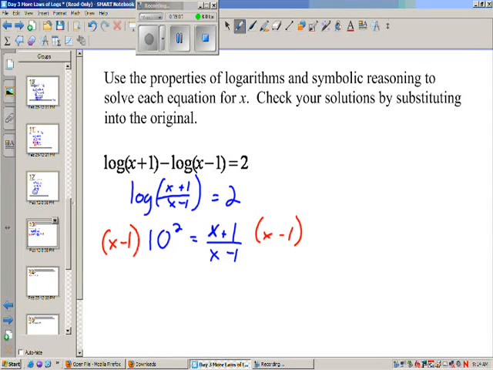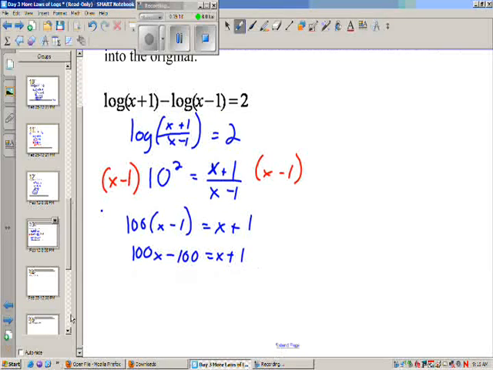x minus 1. So you would have 100 times (x minus 1) is equal to x plus 1. The 100 I got from 10 squared. Now I distribute that over the parentheses, so that's 100x minus 100 is equal to x plus 1. Now I would subtract x from both sides, leaving us with 99x minus 100 is equal to 1.